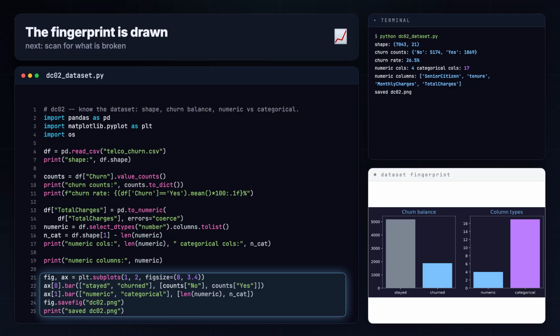Now we know the shape of the data and the 4 families inside it. Next episode we look harder. We ask which kinds of customers actually churn, and we scan for the quality problems we will spend the rest of the course fixing.